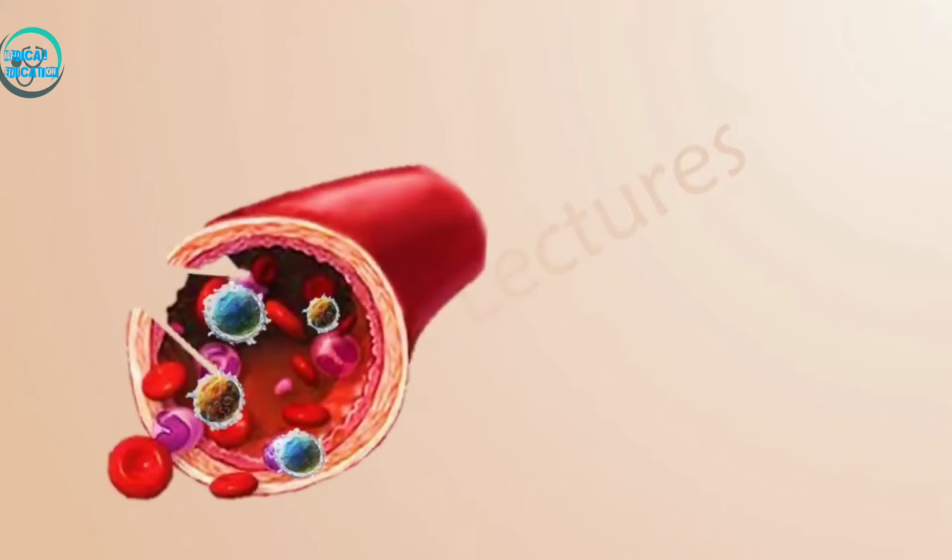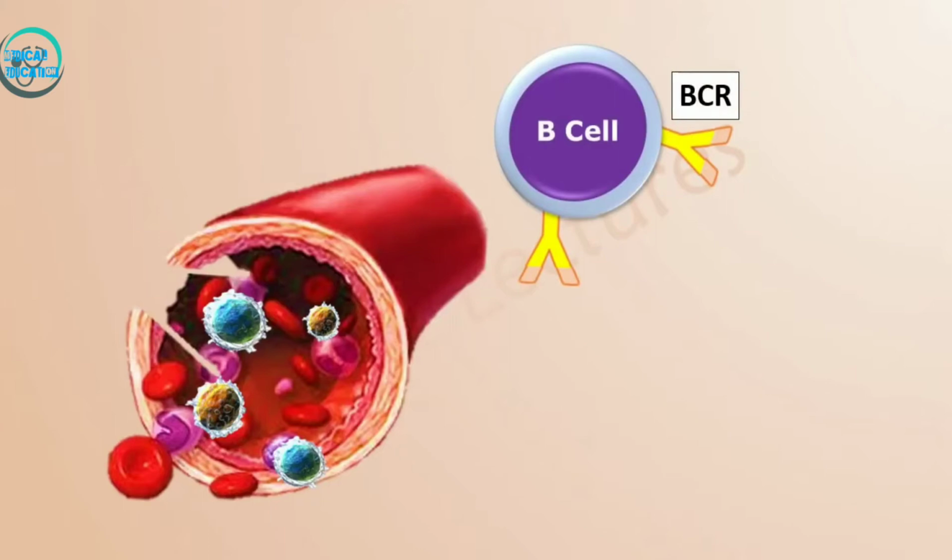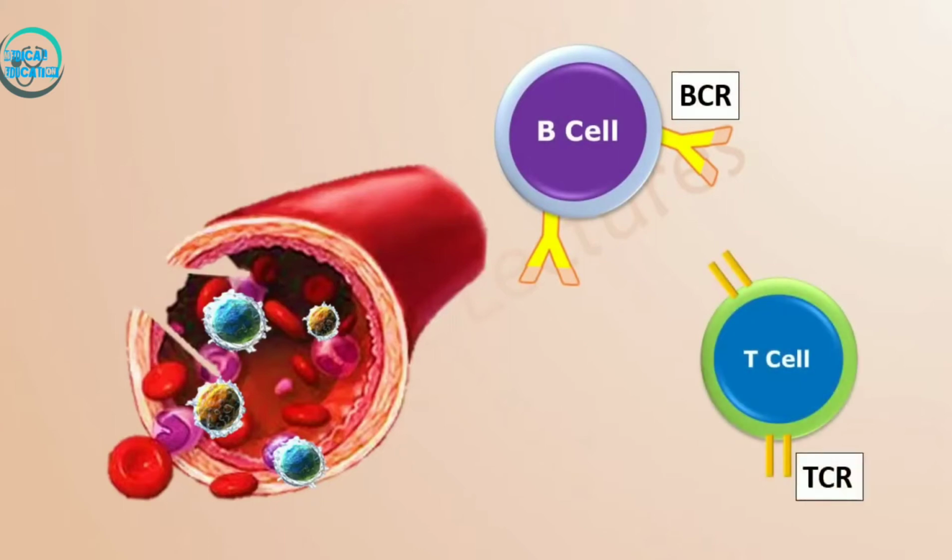After the maturation stage, these cells are released into the blood. They circulate in blood and have ability to enter tissues where they can recognize pathogens if present. For recognition purpose, these cells possess specific receptors which we know as B cell receptors and T cell receptors. When this happens, these lymphocytes are stimulated to respond and mount a specific immune response.